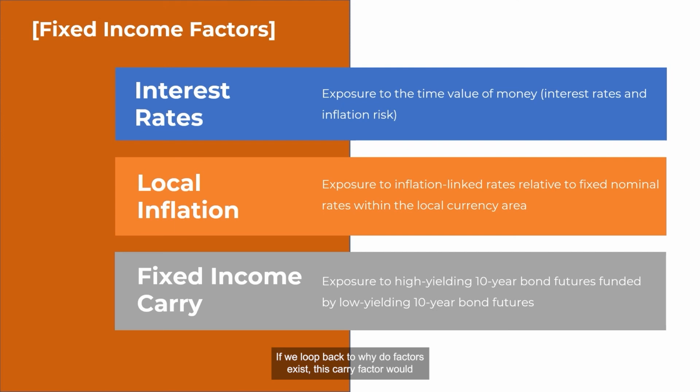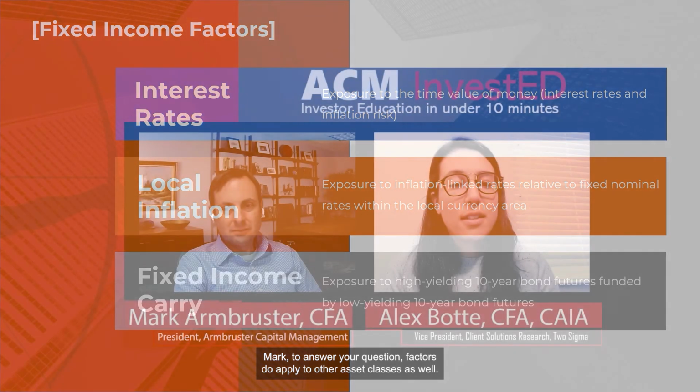So if we loop back to why do factors exist, this carry factor would fall within the risk camp, the first reason that I provided. But Mark, to answer your question, factors do apply to other asset classes as well. So ultimately, if expected returns are higher with a factor-based approach, why wouldn't everybody use factor-based investing? And if they did, would it still work? Is there some critical mass out there beyond which you can't go?